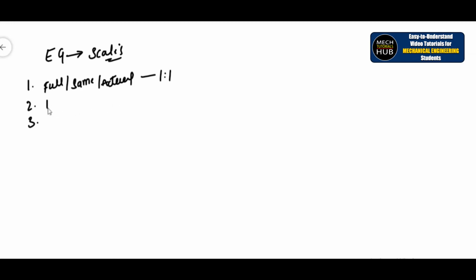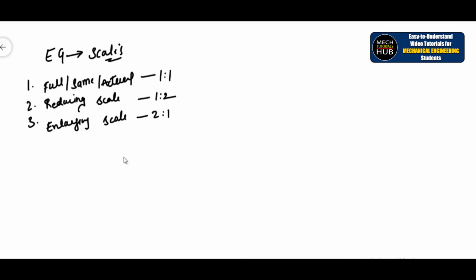And number two is reducing scale. Reducing scale means we will try to reduce the scale by a 1:2 ratio, okay. Then again, enlarging scale, okay. These are the three different types of scales available. Now when and where required, we need to develop them based on the given dimensions or specifications, okay.